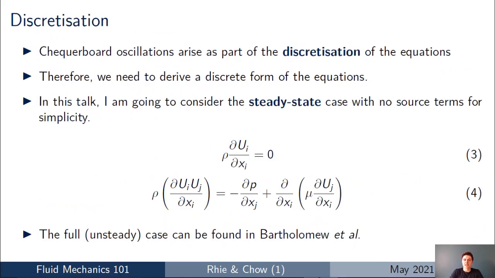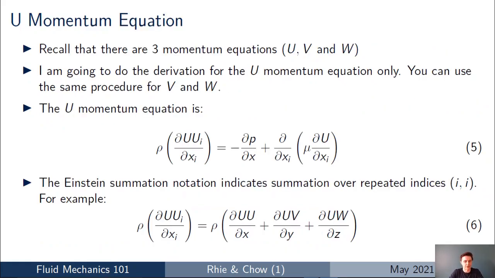For the steady state case, we're going to be looking at equations 3 and 4, which you can see there on the slide. Of course, the unsteady term in the momentum equation on the left, we're not considering that, so that's gone. And the source term S on the right-hand side of the momentum equation, that's also gone. We're not considering those terms.